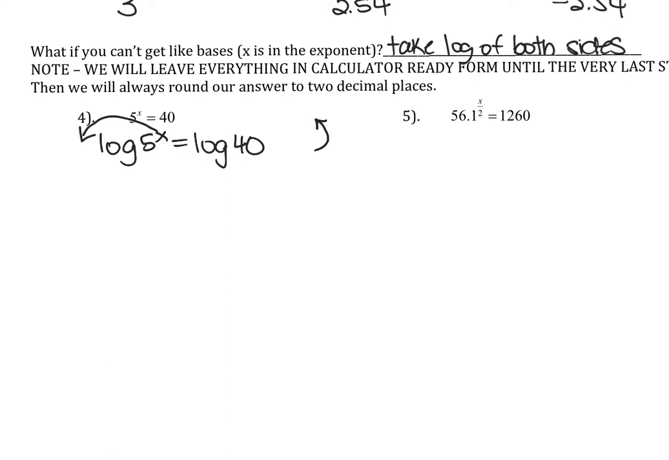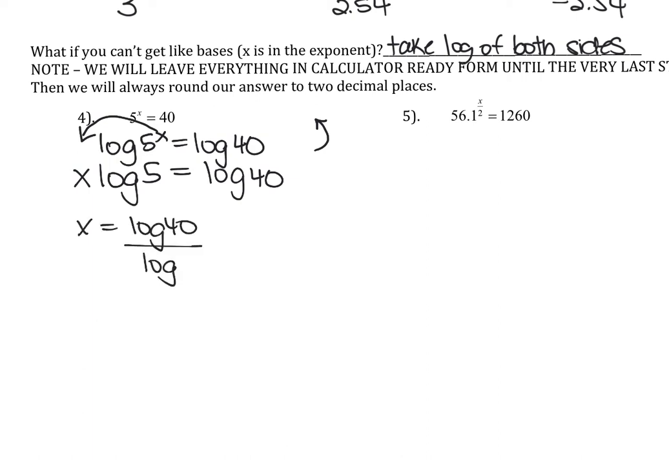Which will enable me to bring the x out in front. So I will get x log 5 equals log 40. And then from there, you have x times log 5. And in order to undo our multiplication, we are going to just divide both sides by log of 5. And what I'm writing down right now is what is called calculator ready form. I have not touched the calculator and gone to any decimals until I get all the way down to where x is equal to something by itself.